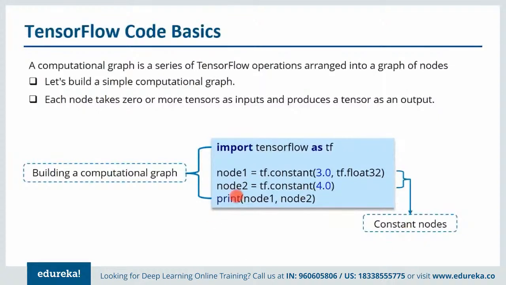So this is basically what a computational graph is. We have built a computational graph, and in this graph each node takes 0 or more tensors as inputs and produces a tensor as an output. One type of node is a constant, which I've told you about earlier as well. These TensorFlow constants take no inputs and output a value which is stored internally. Now what I'll do is actually execute this in my PyCharm. So for that I'll open it.